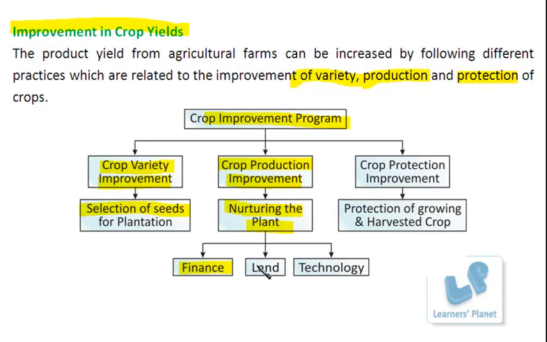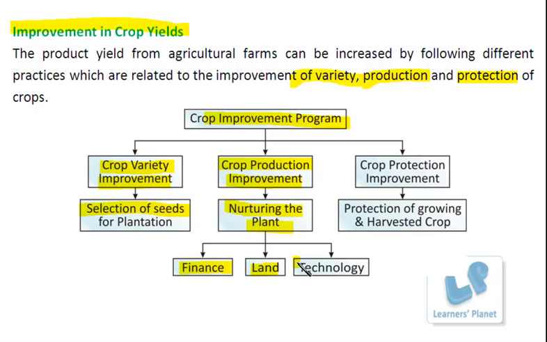Then the second requirement is the land. A piece of land is required where the fertility is good enough, and even if this fertility is not good, then we should convert it into fertile land, and that is done by applying different types of manures or fertilizers or micronutrients or macronutrients, whatever is required for the growth of the plant.